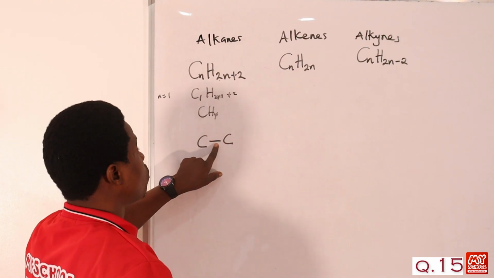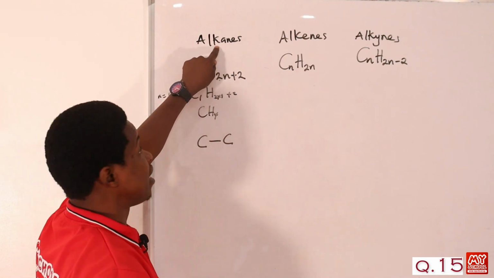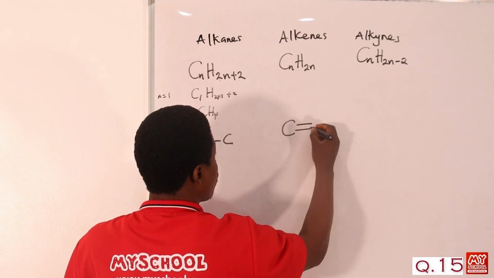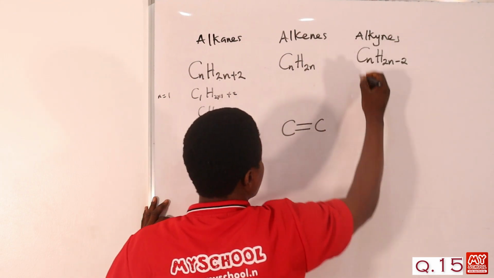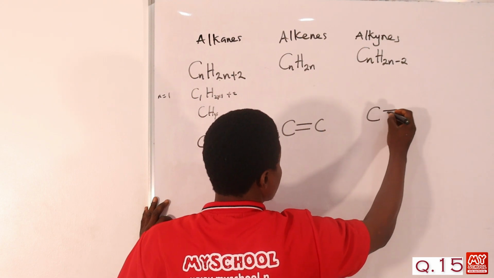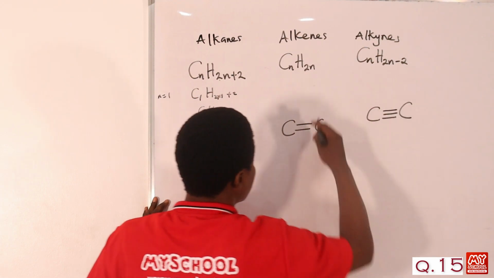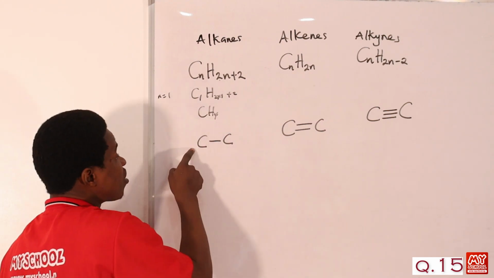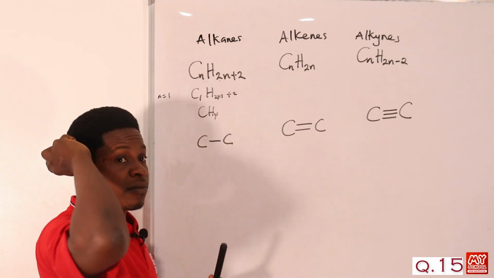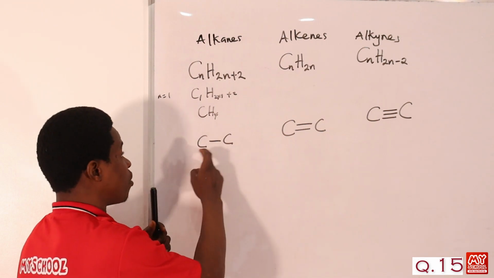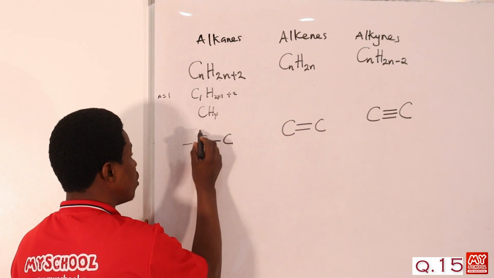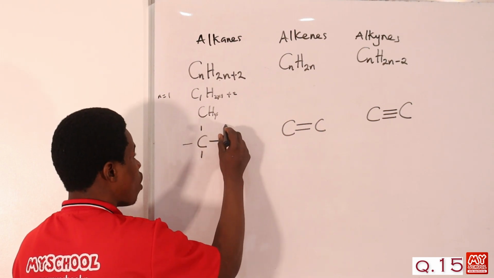But what we are going to now is that don't forget that alkanes have carbon single bonds. That's how we know they are alkanes. The alkenes have carbon double bonds, and then we have the alkynes having carbon triple bonds. That's how we know the alkynes. Because these carbons have single bonds between the carbons, we say they are saturated hydrocarbon.